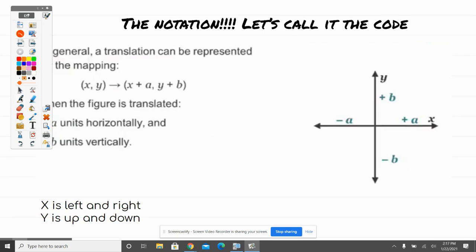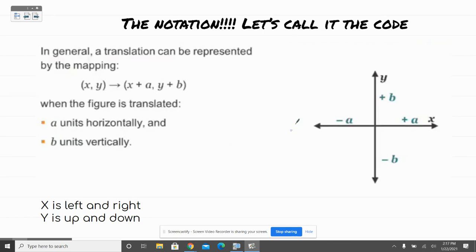Here is the fancy notation. So what is this saying? Okay, we're going to call it the code. They're going to say that you have a point. So let's say our point is here at 1, 1. Okay, they're calling it (x, y). That is the original.